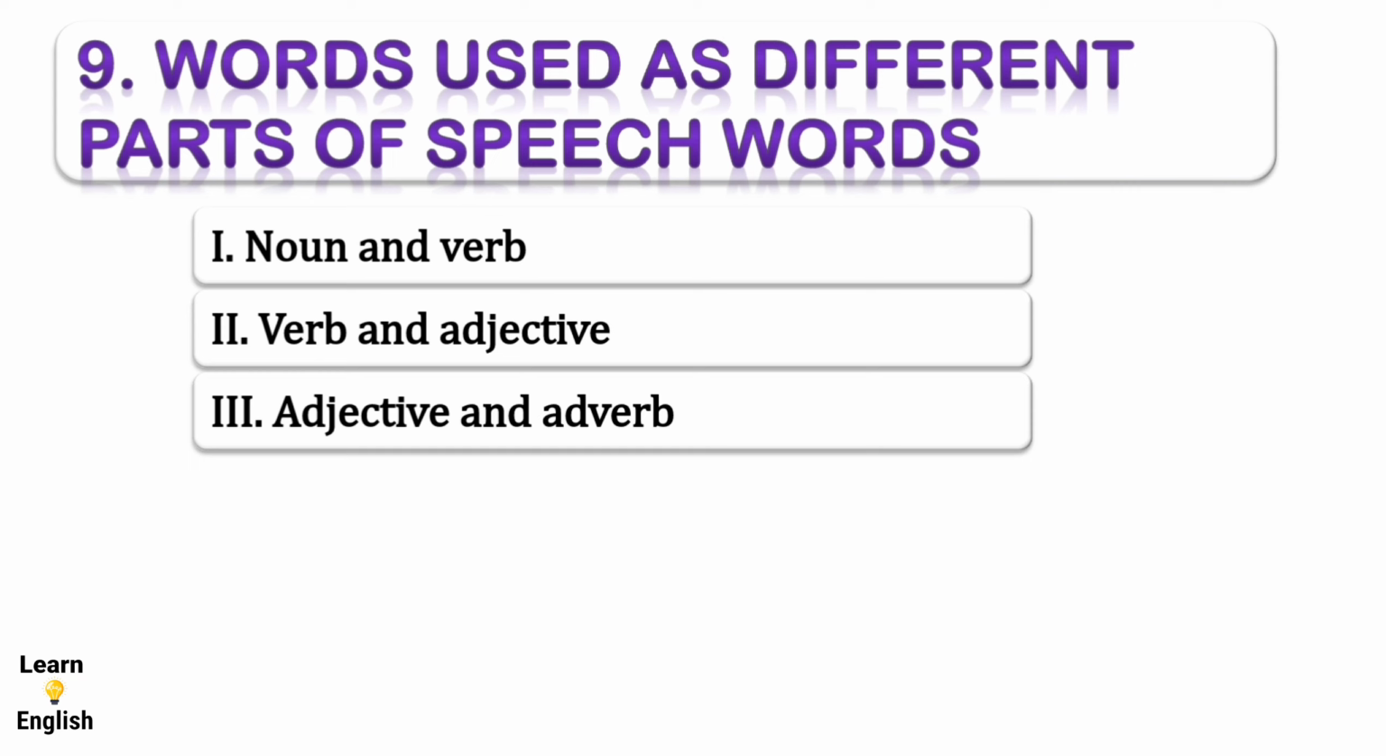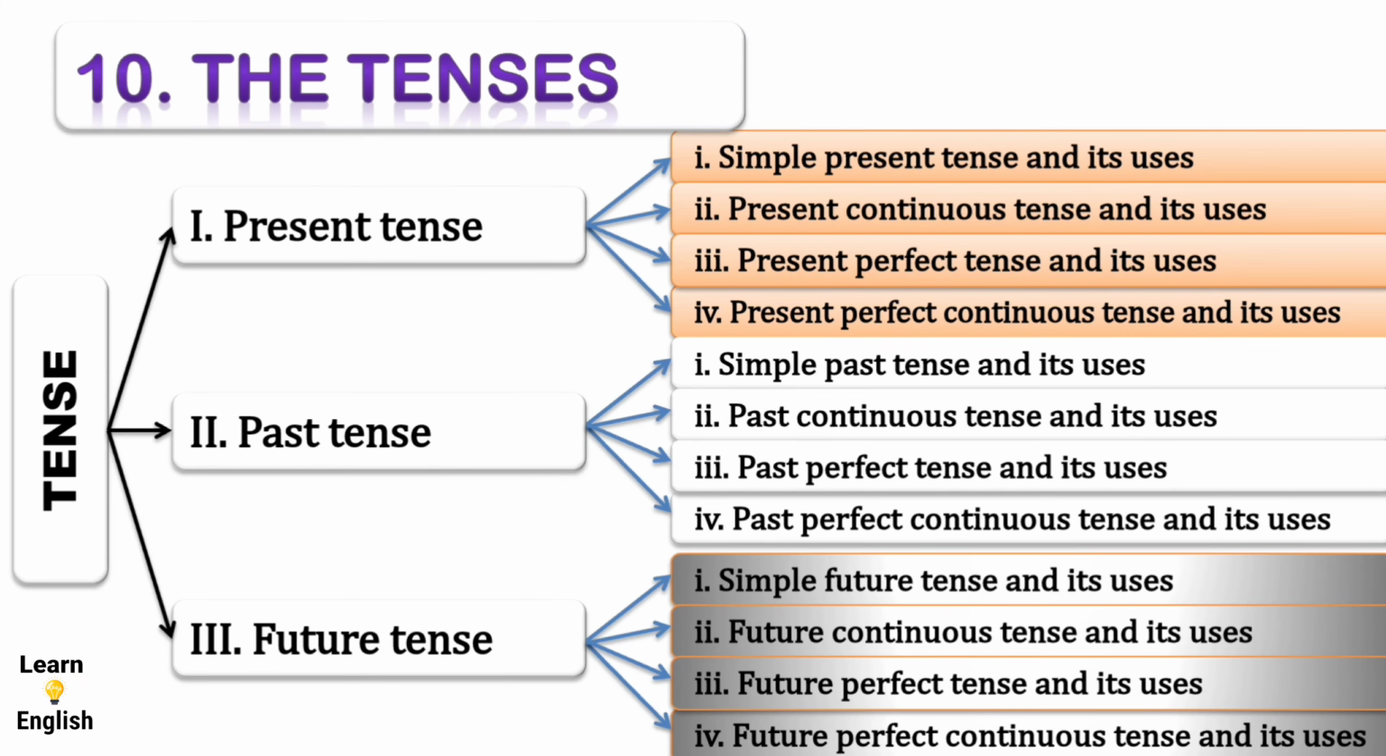After completing this chapter, we come to know that words are used as different parts of speech in the sentence. After completing the tense chapter, we come to know that the word tense literally means time. It is the form of the verb to indicate the time of the action. There are 3 main kinds of tenses and 4 subkinds in each. Here we come to know what is tense, kinds of tenses, and its usage.